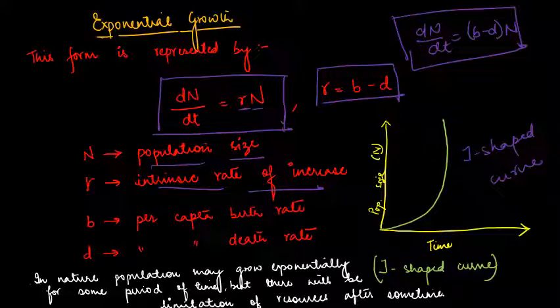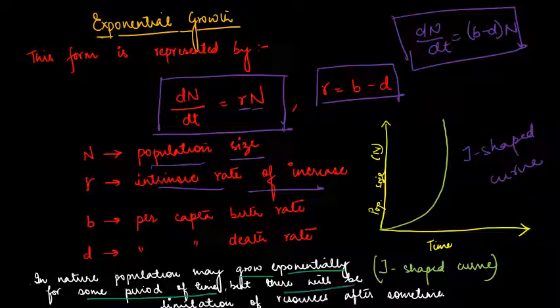You can see if you go down here, there is one thing I have written here. In nature, population may grow exponentially for some period of time, but there will be limitation of resources after some time, right? So exponential growth exists only for a short duration, right? After that, what happened? Exponential growth changed to logistic growth. Now, what is logistic growth? We will see it now. Clear, everyone? Yes.